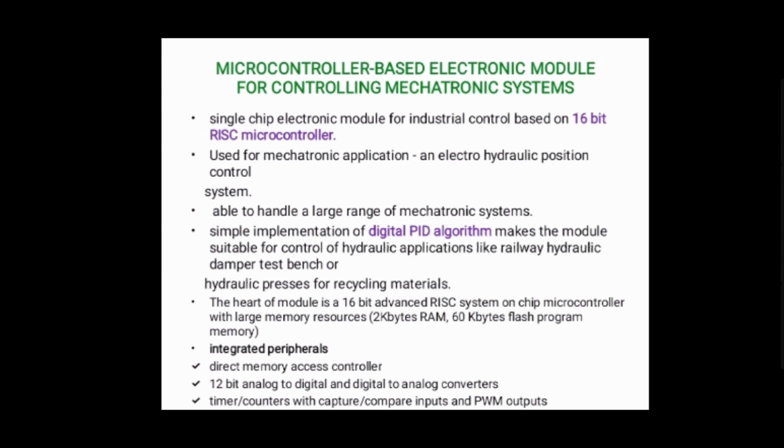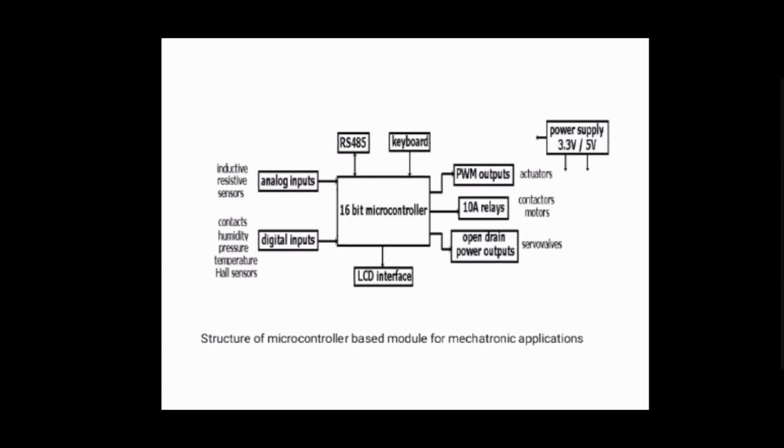And this shows basically the structure of a microcontroller used for mechatronic applications. As I told you already, it is a 16-bit microcontroller which could take analog inputs and digital inputs. When I talk about the analog inputs, it takes either inductive or resistive sensors, and mostly the sensors available nowadays are resistive sensors. Similarly, the digital inputs can be from contacts or from humidity, pressure, temperature, hall sensors, any type of sensors which could generate a digital input.